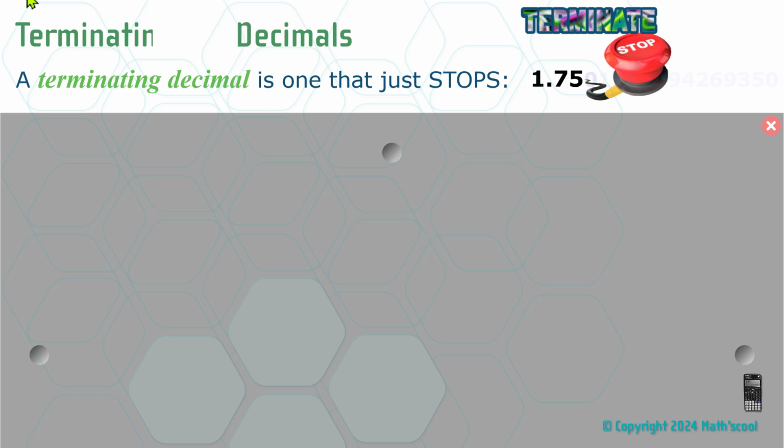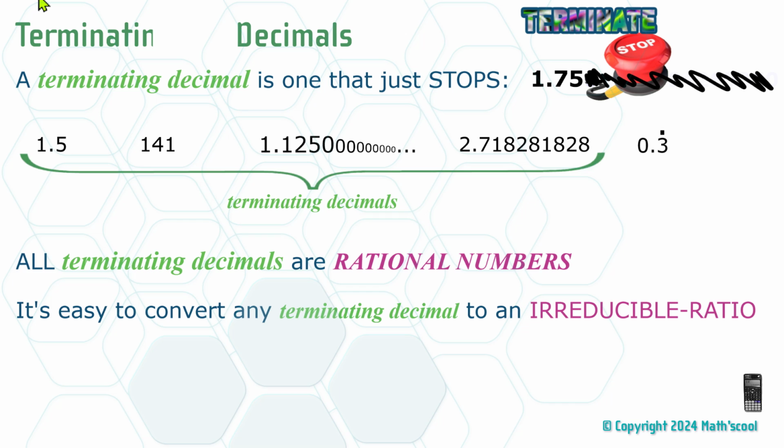Terminating decimals. A terminating decimal is one that just stops dead. So this 1.75, it just stops dead. If there were any decimal places after it, somebody has deleted them all and said, no, I've truncated it, that's my answer, and I'm leaving it at 1.75. I don't care if there were more decimal places, they've gone now. Okay, so this is a terminating decimal.